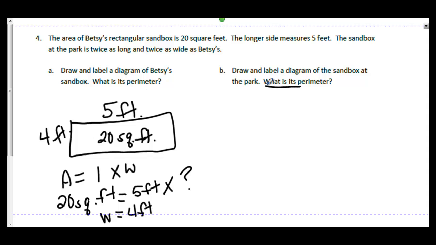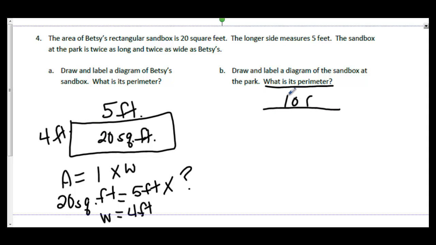I want you to try to do this one by yourself and come back and check. If you get stuck and you don't know where to begin, you can do it with me. So it says that the sandbox at the park is twice as long and twice as wide as Betsy's. Now, this is not a very accurate drawing. Obviously, this is way longer than it is wide. So really, it would probably look something like this.